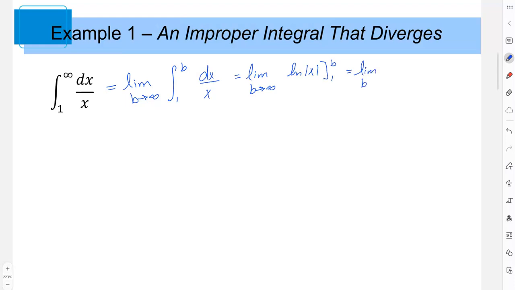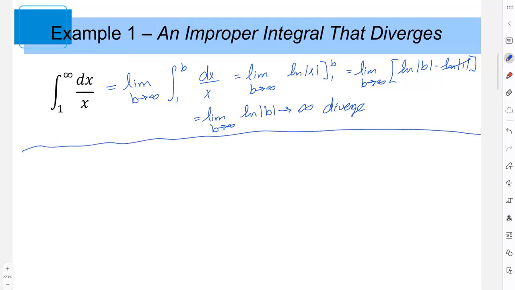And now we would plug in those limits. Fundamental theorem of calculus says this is the ln of b minus the ln of 1. We know the ln of 1 is 0. So we want to evaluate the limit as b goes to infinity of the ln of b. And as b gets bigger and bigger and bigger, that ln is getting larger and larger. So this is heading to infinity, which is going to diverge.